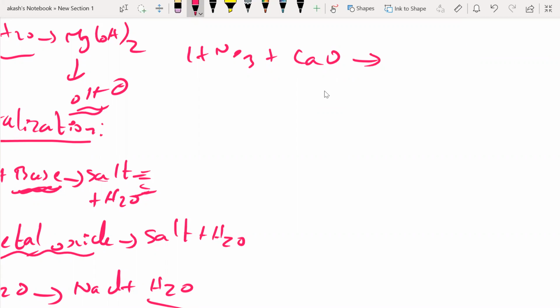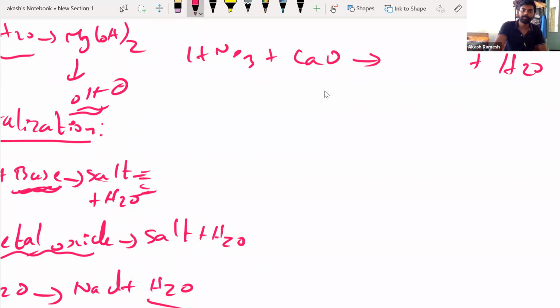Sir, is it water plus Ca(NO3)2? Yeah, correct. Right. So please understand, the second part is very easy. H2O, that's fine. Now you are going to form the salt. Salt has to come from the metal ion and the counter anion of the acid.